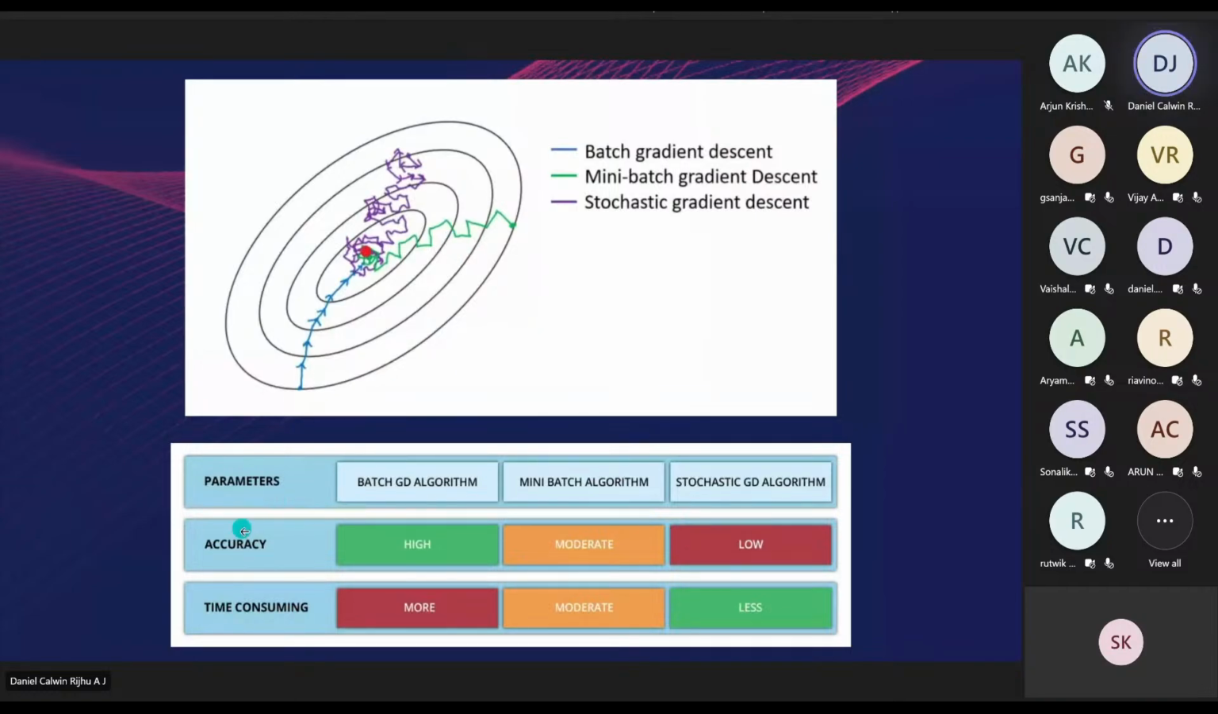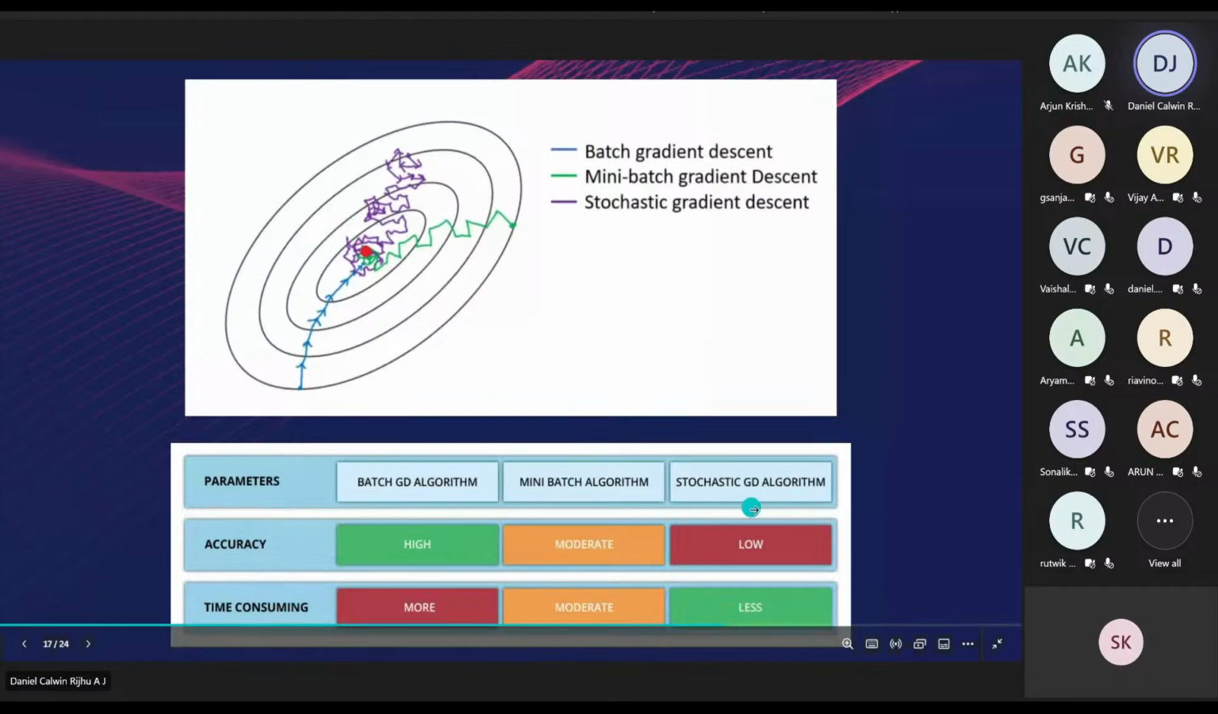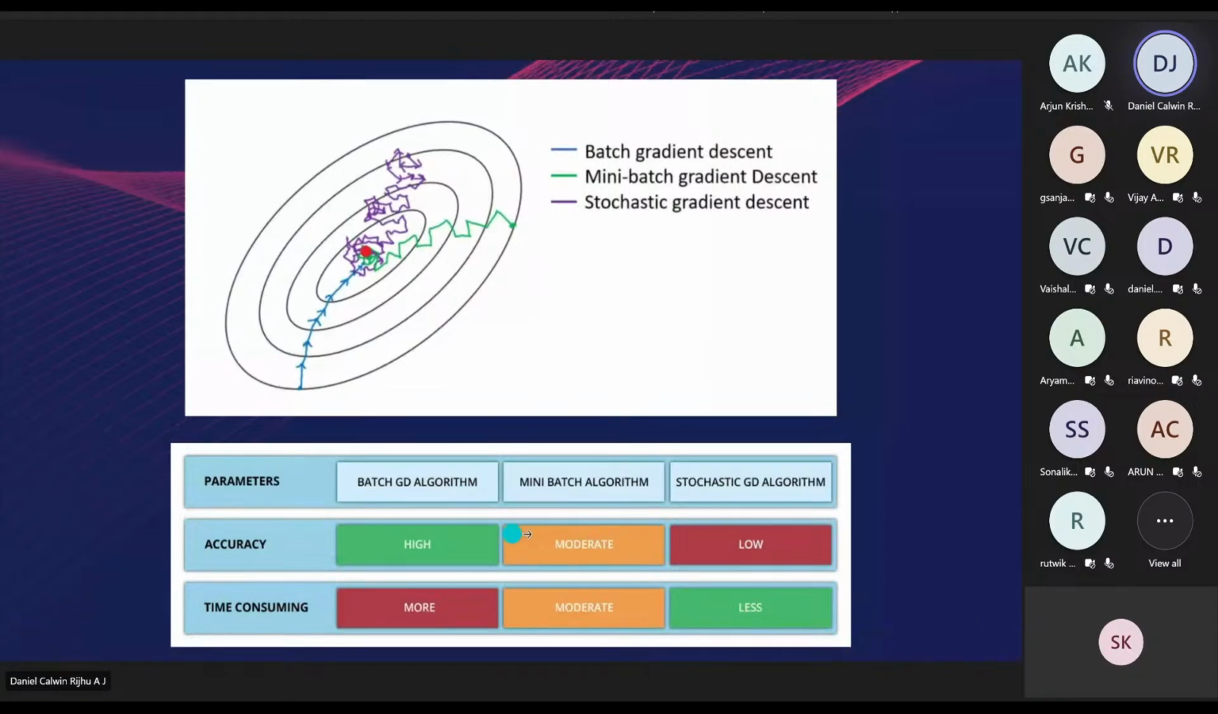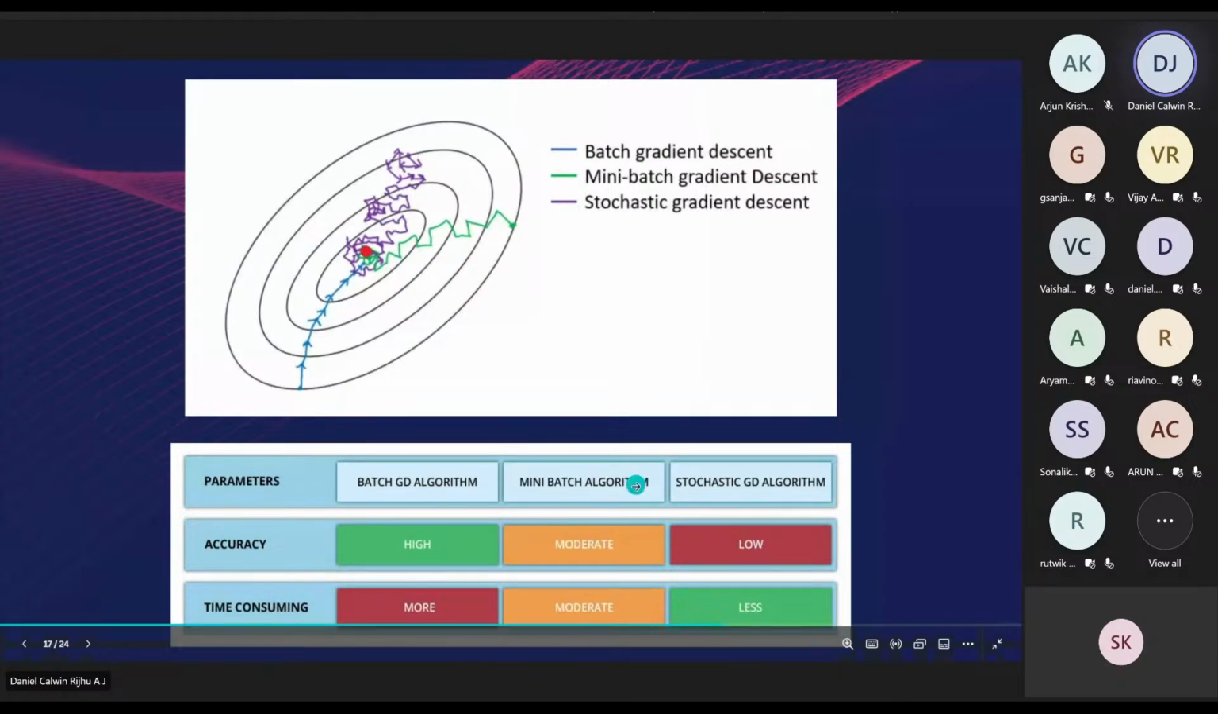And yeah, this table sums up whatever I've said so far. As you can see, for BGD, we have high accuracy and more time consumption. For SGD, we have low accuracy and low time consumption. Whereas for the mini batch algorithm, we have both of them in a moderate and well-balanced position.